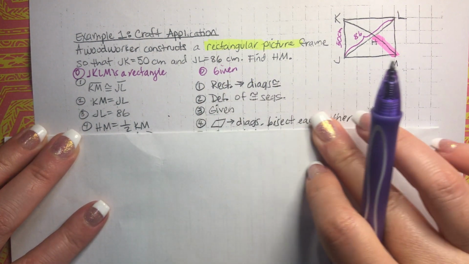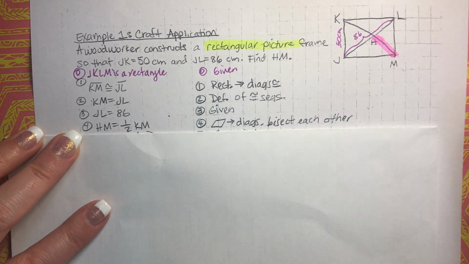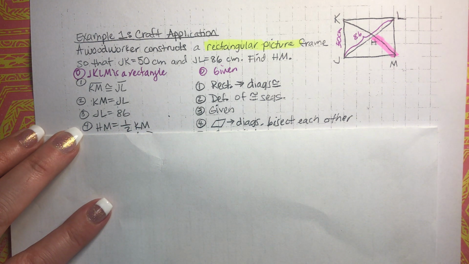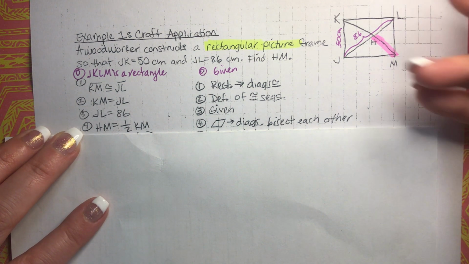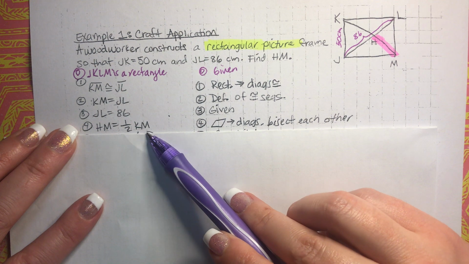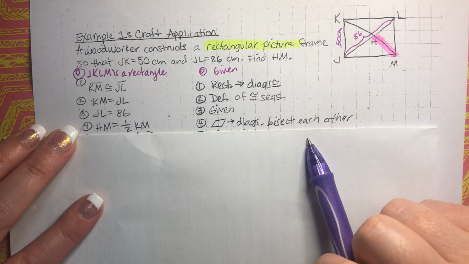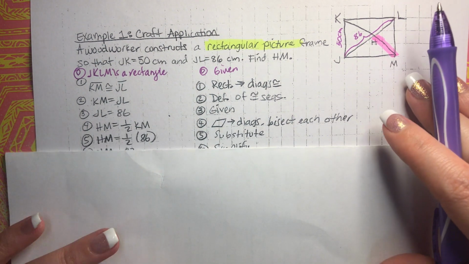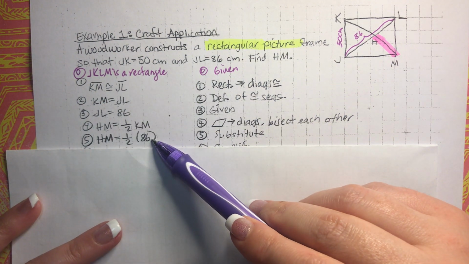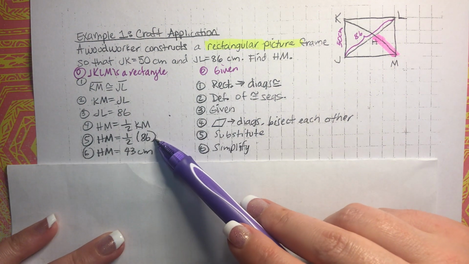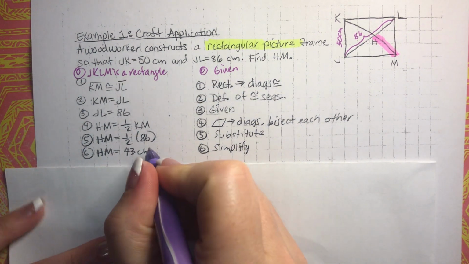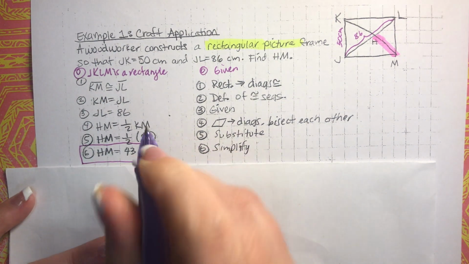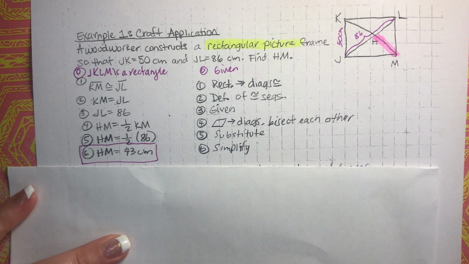You know what? There should be something in here before this. Well, that's okay. So HM equals 1/2 KM. If it's a parallelogram, the diagonals bisect each other. And then we just substitute that 86 right there. We get 1/2 of 86 is 43. That's substitution and simplifying, and boom. There is our answer right there. HM is equal to 43. Okay, do you guys see that?